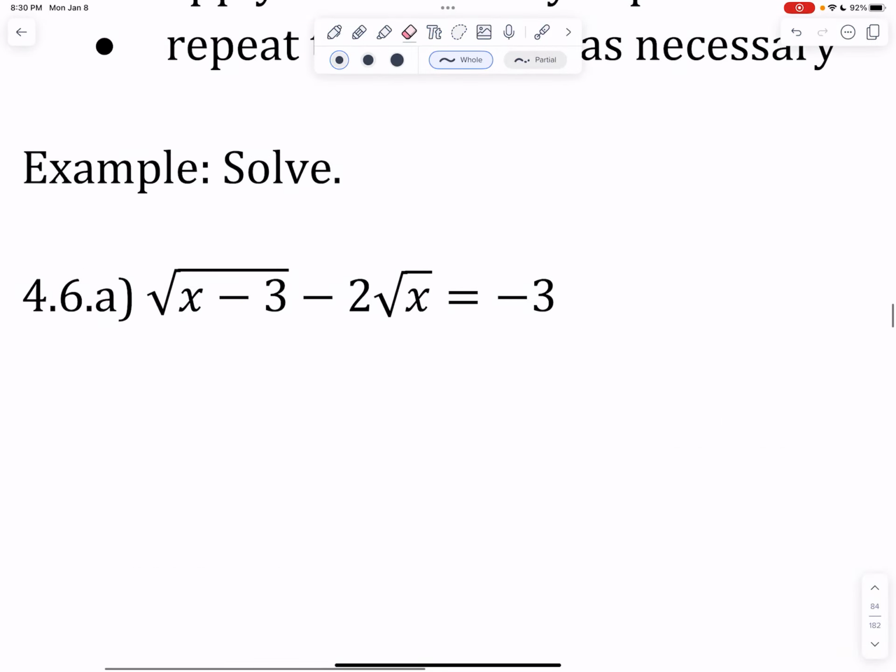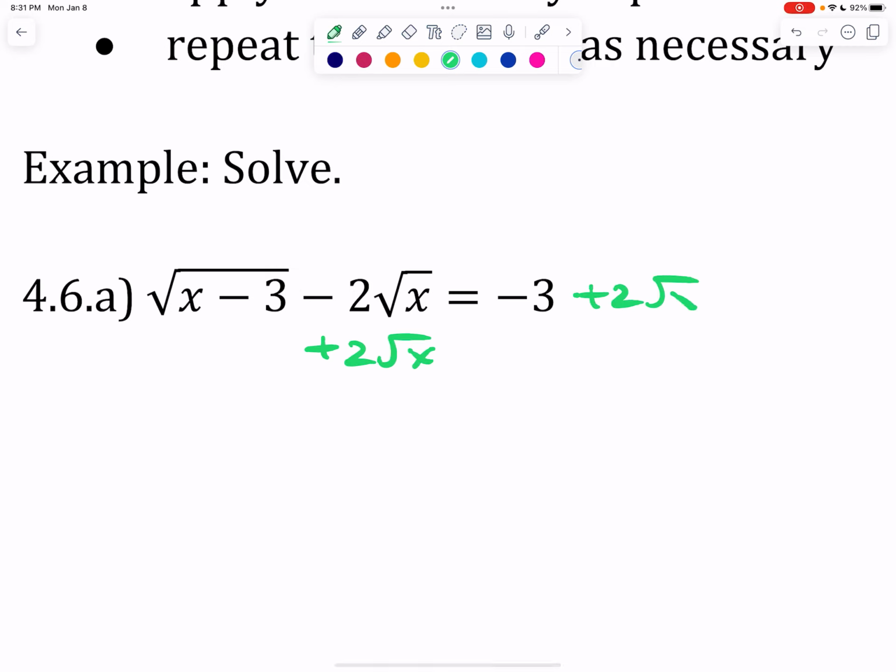Like here. Well, that's the one we were playing with. We're not going to square both sides from the get-go. The first thing we're going to do is get one of these radicals entirely on its own. It doesn't matter which one. We can get this isolated, or we can get this 2 root x isolated. Choose whichever one's your favorite. I'd like to have positive terms personally, so I'm going to add 2 root x to both sides. So I'll have that.